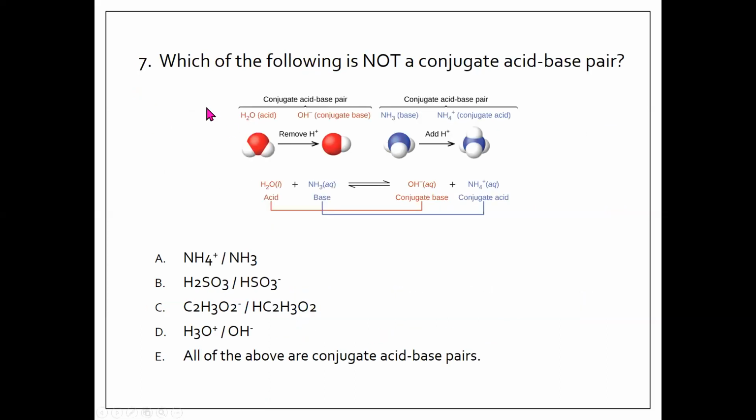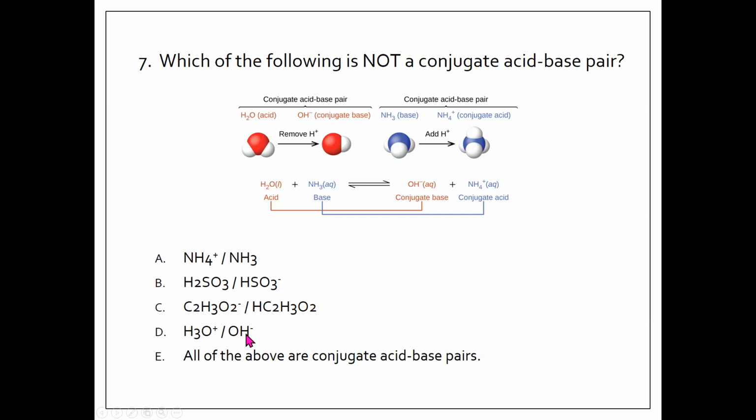Okay, so 7, which of the following is not a conjugate acid base pair? Remember, those conjugate acid base pairs only differ by a proton. So NH3, if we add a proton to it, makes it NH4 plus. So we've added another hydrogen and we've added the plus charge. If we add a proton to the HSO3 minus, we get another hydrogen and we lose that negative charge. If we take the C2H3O2 minus here, we add the hydrogen, so the plus cancels out the negative charge, and we're neutral. So A, B, and C are all conjugate acid base pairs.